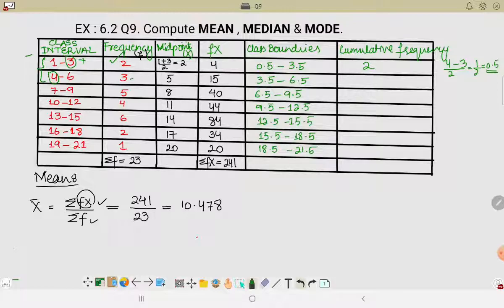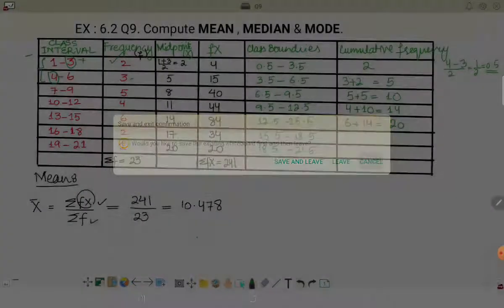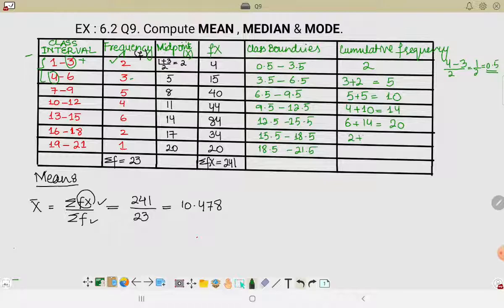So how you are going to fill it, you have to just write down the first value as it is, then you have to add 3 plus 2, that will become 5. Then you have to add up the other value, 5 plus 5, that comes out to be 10. Then 4 plus 10, that comes out to be 14. Then 6 plus 14, that is 20. Then 2 plus 20, that comes out to be 22. Then you add the other value, this comes out to be 23.